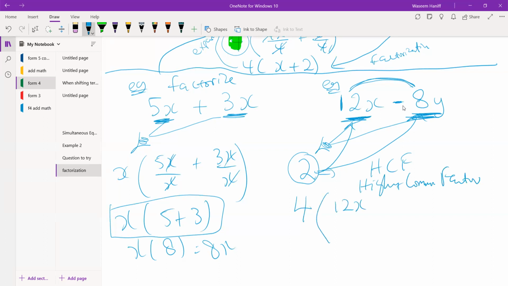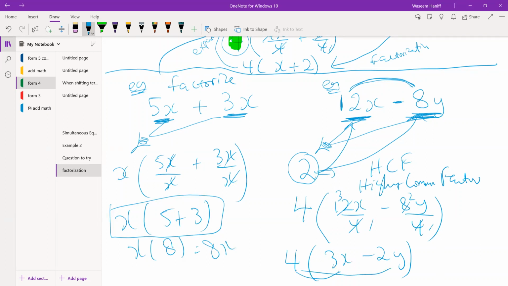So we say 12x divided by 4 and minus 8y divided by 4. So now we say 4, open brackets, 4 into 4 is 1, 4 into 12 is 3, so we have 3x, 4 into 4 is 1, 4 into 8 is 2, minus 2y, right? And if you expand back, you get 4 by 3 is 12x, and 4 by minus 2 is minus 8y, right? Good. So be careful here. Look for your highest common factor, right? Nice. Go ahead, take down these two examples now, right?